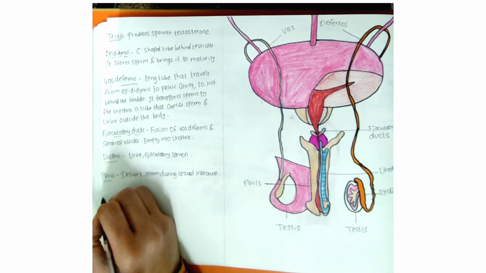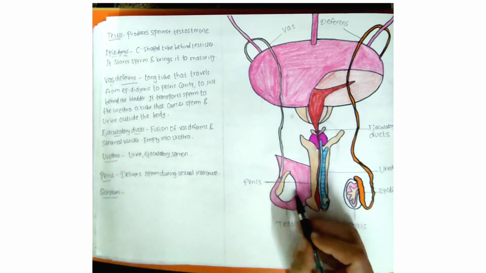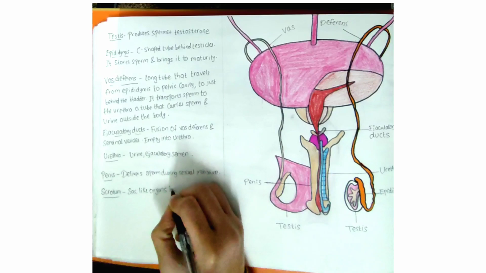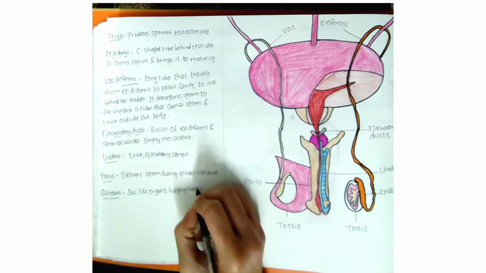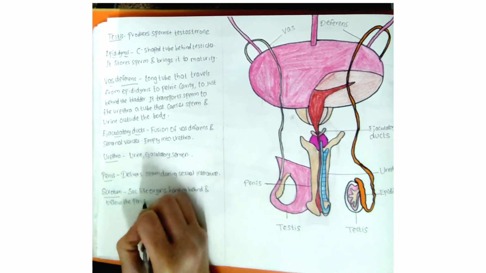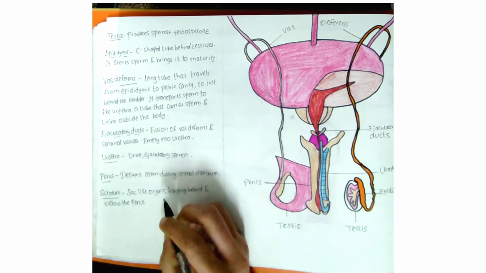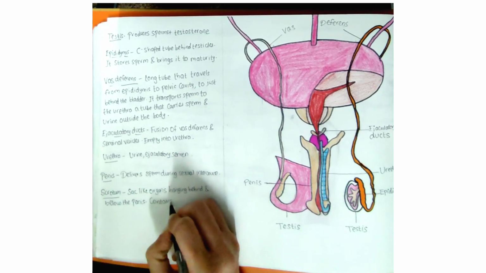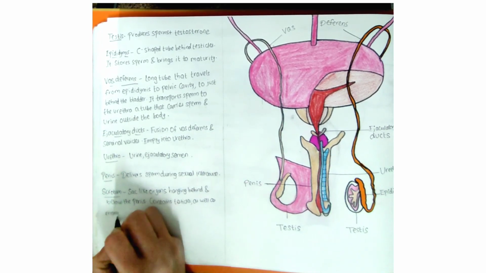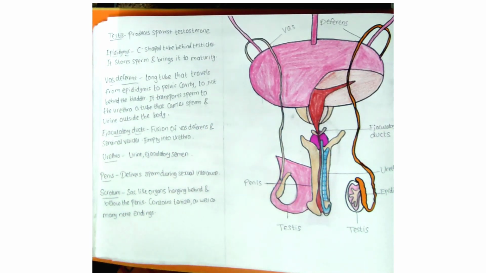Then we have the scrotum. The scrotum is the pink shaped thing which you can see behind the testis. It's basically outside the body, because most of the male parts are outside the body, because the testis and the sperm need to be at a temperature which is a little bit lower than the body temperature. So these are sac-like organs hanging behind the penis, and they contain testicles as well as many nerve endings.